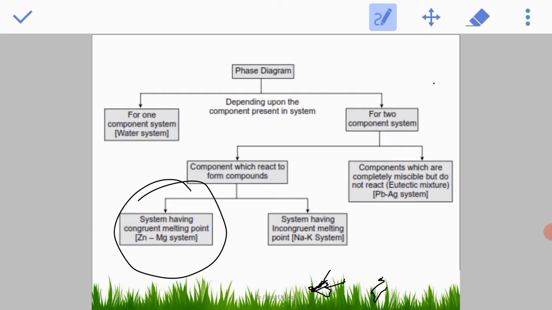Here, congruent melting point means: melting is the process of conversion of a solid to liquid. The opposite is freezing, where liquid gets converted to solid. During this conversion, if you look at the composition of the substance in the liquid state and in the solid state, both will have identical composition. That's why we call it a congruent melting point. If there is no identical composition, then it is called an incongruent melting point. We'll talk about this in detail.